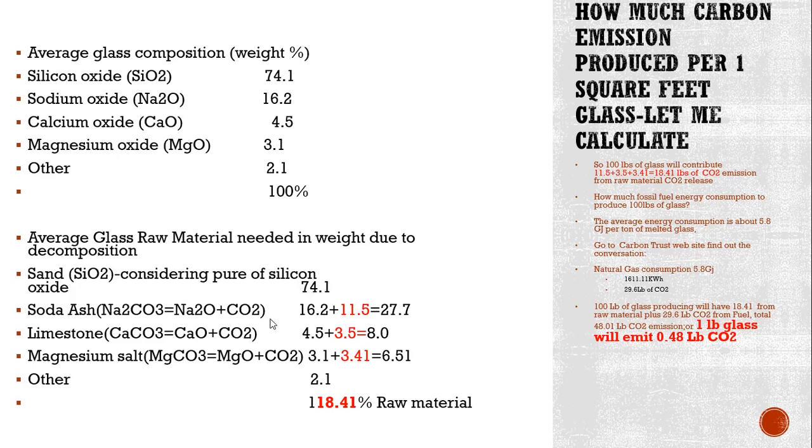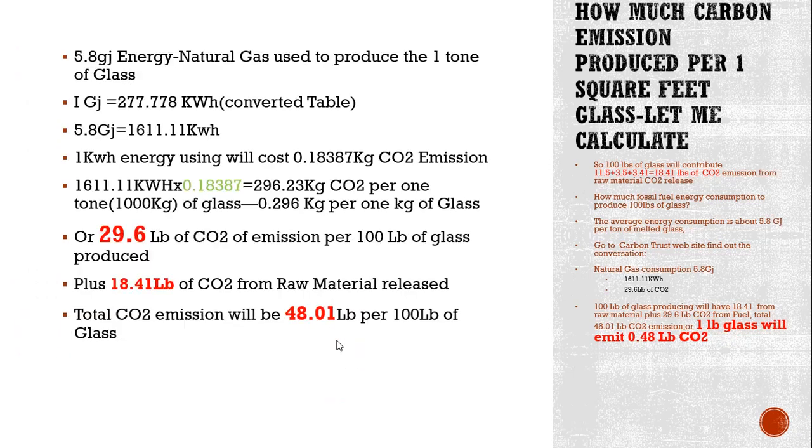These raw materials have carbon stored in them, in the stone. The red numbers are the carbon stored in the stone. When you produce 100 pounds of glass, you are going to have 18.41 pounds of carbon released from the raw materials. This is one part, the carbon that's stored in the stone in the raw materials.